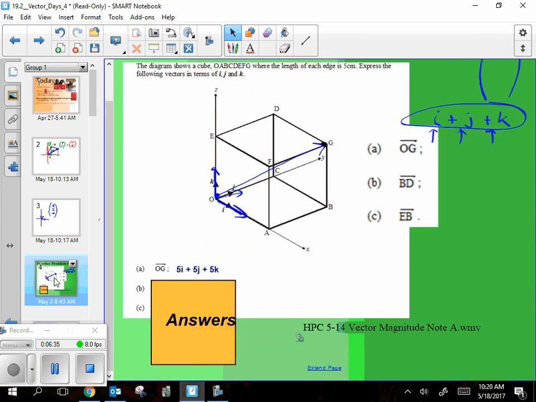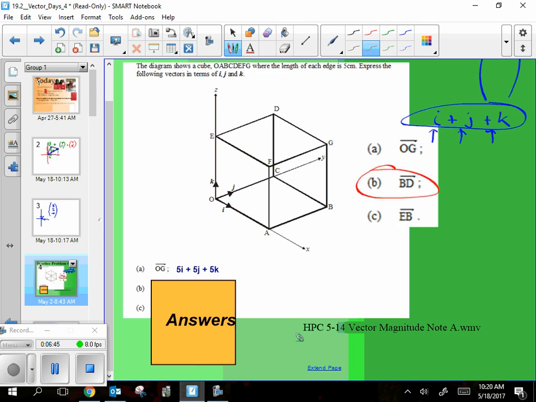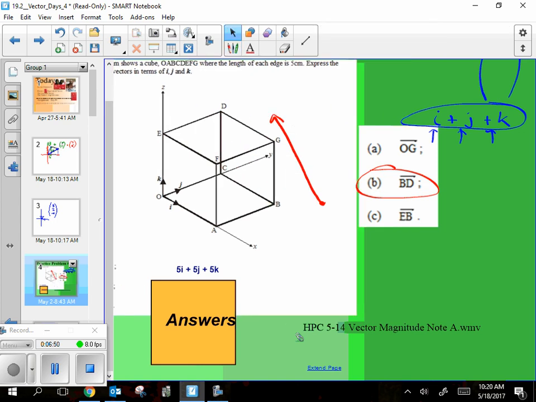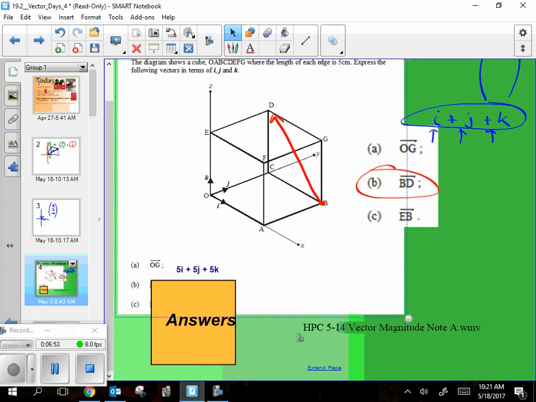But the answer for the second one is tougher because it doesn't have its tail at the origin. I'd like you to think through BD, which goes from here to here, and here's my hint for you. You can either move it in your mind, move the vector so that it's got its tail at the origin, which will tell you, ooh, there's at least one negative number involved here. Or, I kind of like this better, you can take the origin and move the origin to it. You see what I'm saying?